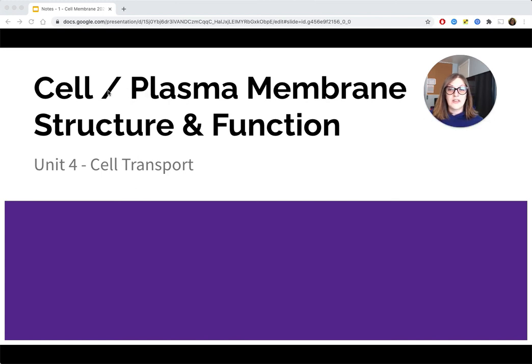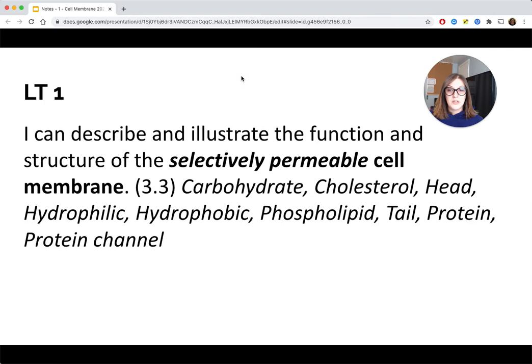You might not have learned that the cell membrane can also be called the plasma membrane. So learning target 1: we are going to describe and illustrate the function and structure of the selectively permeable cell membrane.